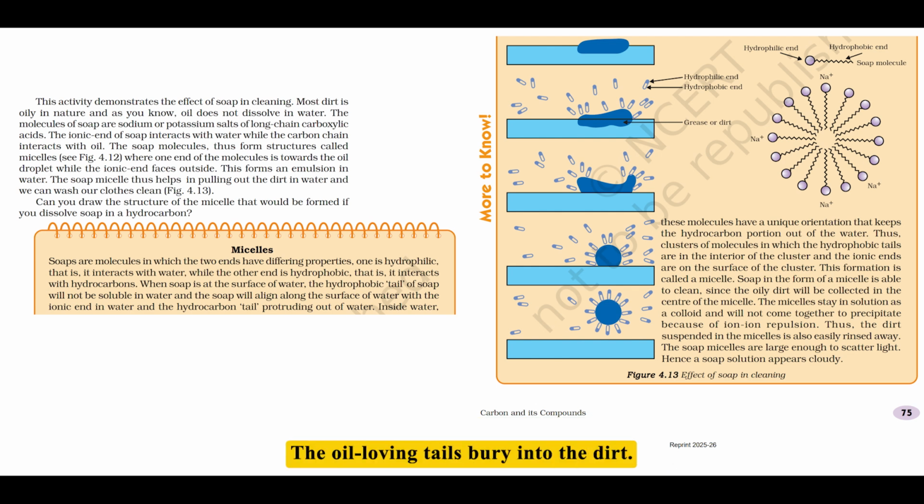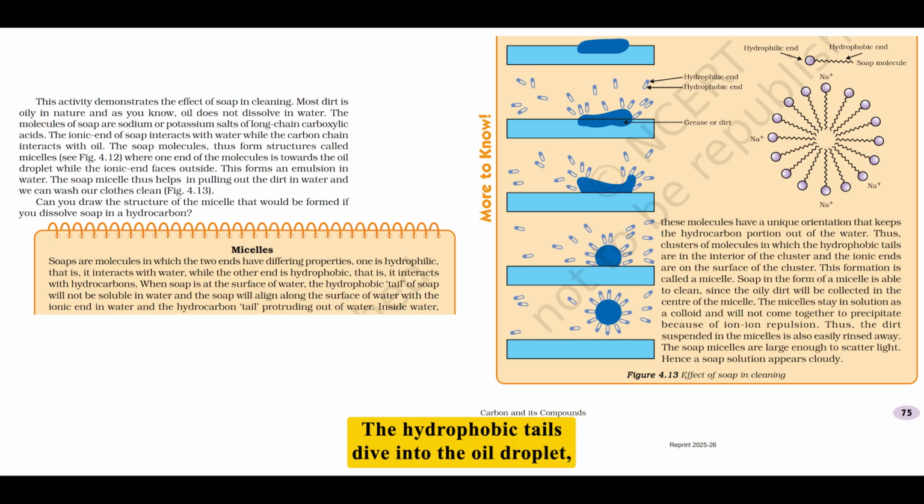What happens? The oil-loving tails bury into the dirt. Exactly. The hydrophobic tails dive into the oil droplet, while the hydrophilic heads stay pointing outwards, remaining in contact with the water. So the oil droplet gets surrounded by soap molecules. Tails in, heads out. Precisely.